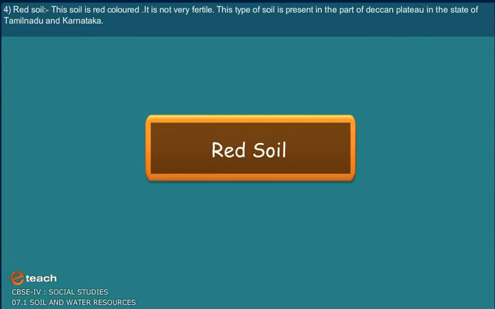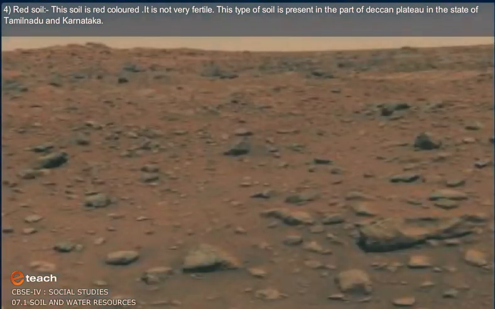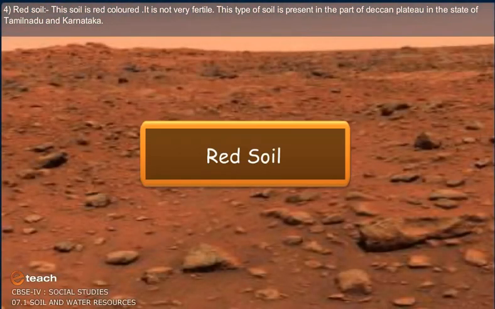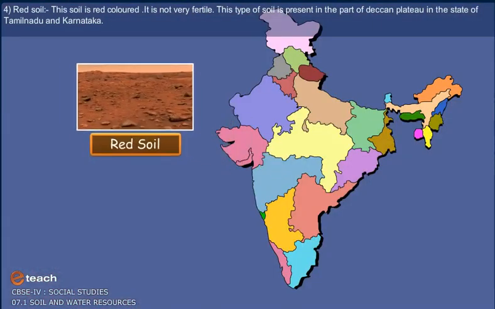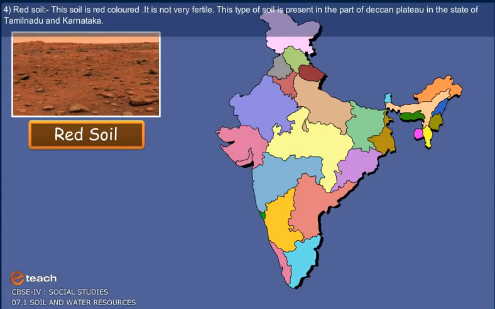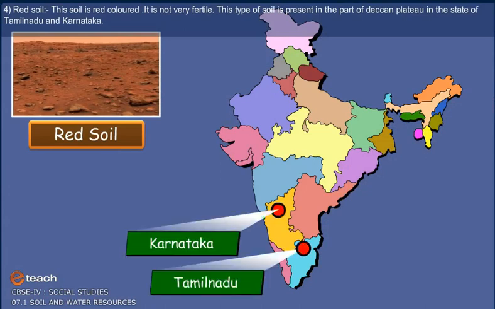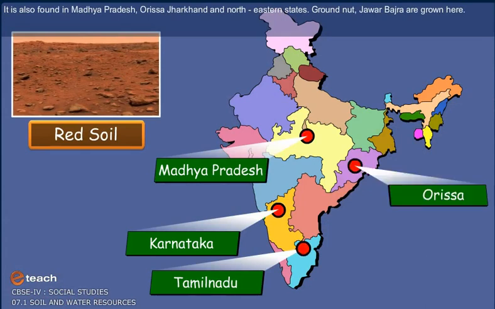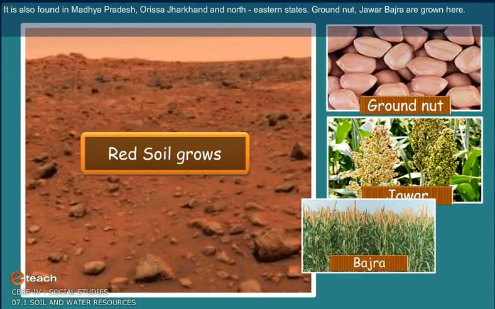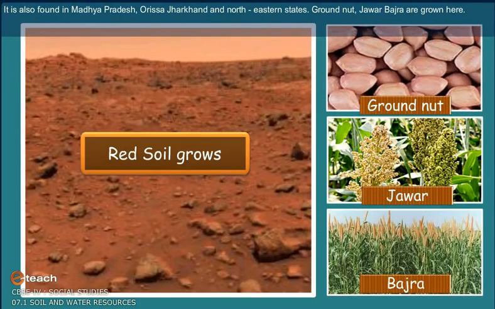Now the fourth one is red soil. This soil is red-colored. It is not very fertile. This type of soil is present in the part of Deccan Plateau in the states of Tamil Nadu and Karnataka. It is also found in Madhya Pradesh, Orissa, Jharkhand and northeastern states. Groundnut, jowar, bajra are grown here.